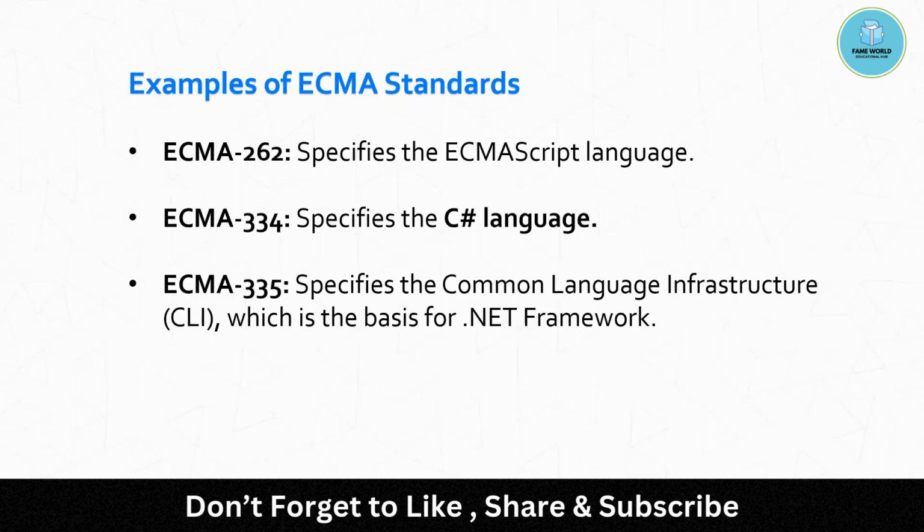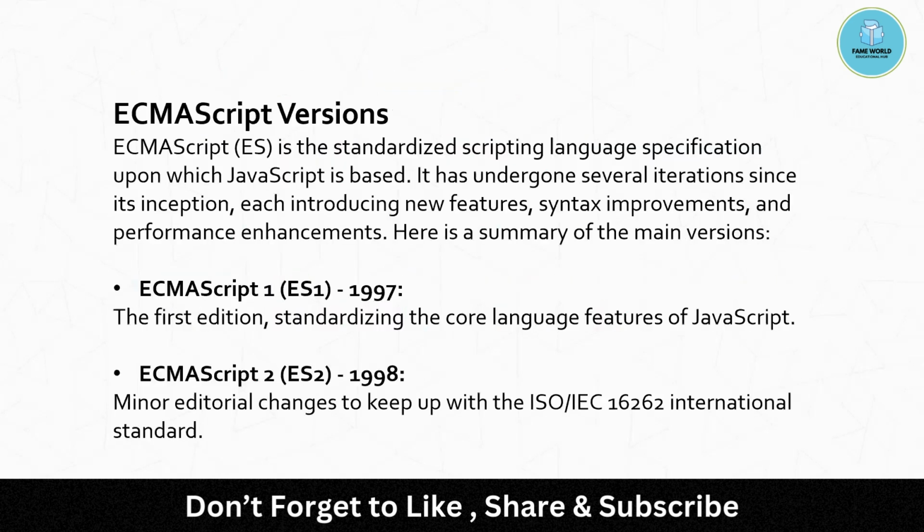Now, ECMA standards started from 262. It specifies the ECMAScript language. Then ECMA-334 specifies the C# language. Then ECMA-335 specifies the Common Language Infrastructure, that is CLI, which is the basis for the .NET framework. You all must have heard about the .NET framework technology. In the .NET framework, ECMA-335 is actually used. Then ECMAScript is also known as ES. That's why I talked about ES standards and ES versions.